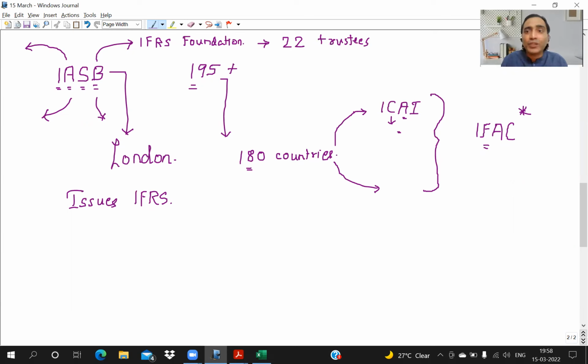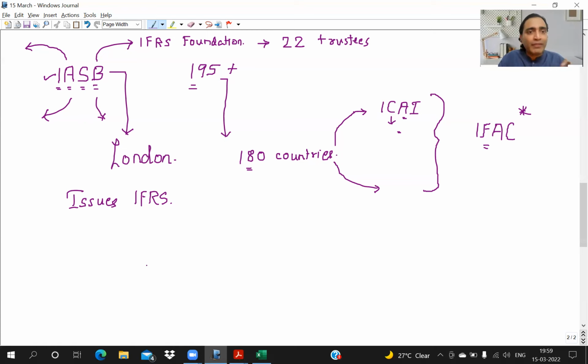The 22 people who are appointed as trustees go on changing. They're not constant. Sometimes they are reappointed, sometimes they have to vacate the office. But these are the 22 people who are there to see whether IASB is working as per the agenda. And what is the agenda of IASB? To issue top class accounting standards to be followed across the industries in the world.